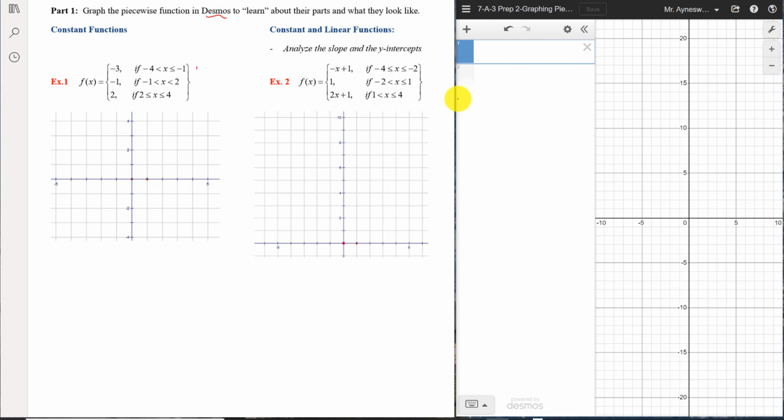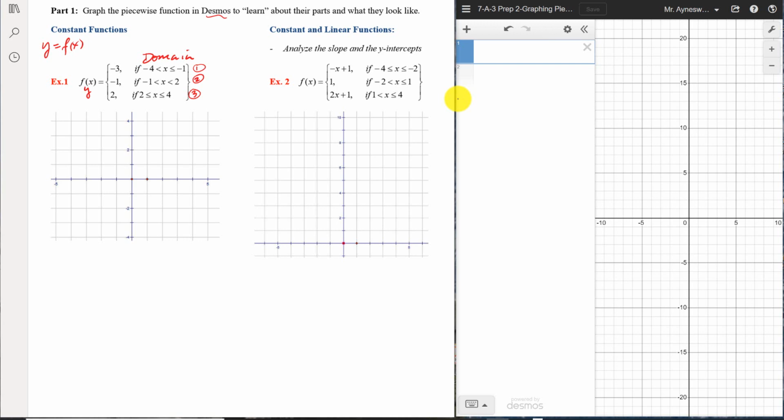The first part here, part number 1, part 2, and part 3. And y is the same thing as f of x. You guys should know that from prior classes. So when you see f of x, you think y. So y is equal to -3 if -4 is less than x, which is less than or equal to -1. This is what's called the domain. It's a restricted domain, but basically you just think of it as the domain. So when y equals -3, it's only defined from -4 to -1. Y is equal to -1 on the interval from -1 to 2, and then y is equal to 2 on the interval from 2 to 4.